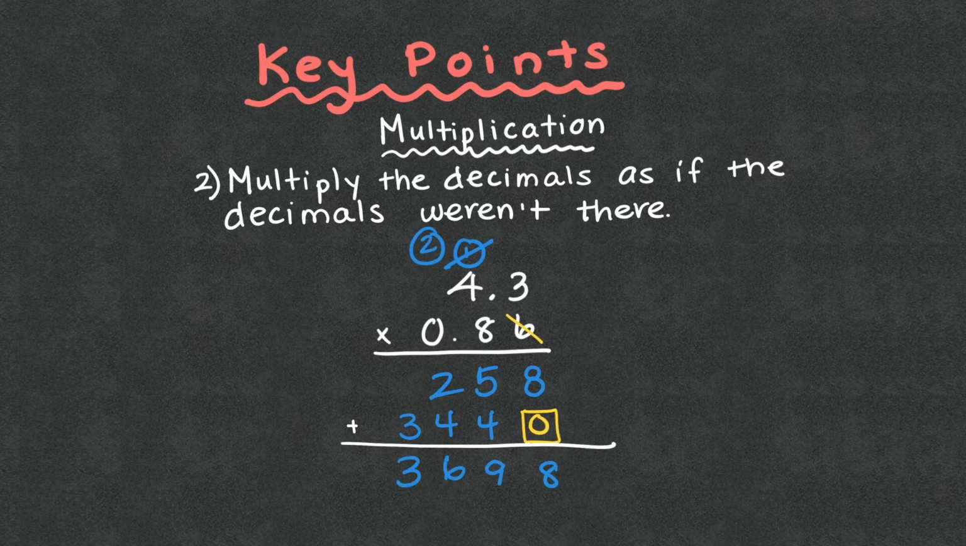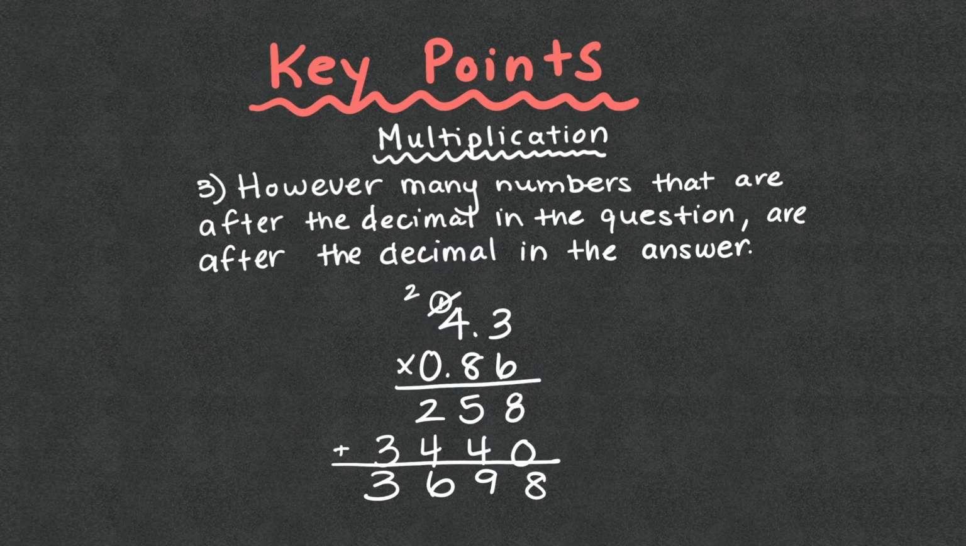Now we're not done yet. We just showed that the multiplication is done like this. So we do have another step, but these are the digits that we are going to end with. One of the key points is that however many numbers are after the decimal in the question are going to be after the decimal in the answer. So here there is one number after the decimal, right? That's the 3. In the second number, we have 2 numbers after the decimal.